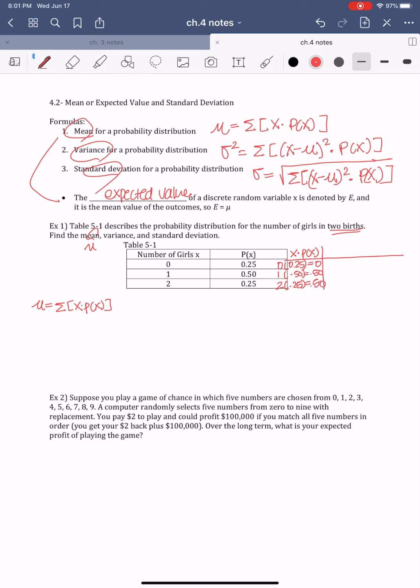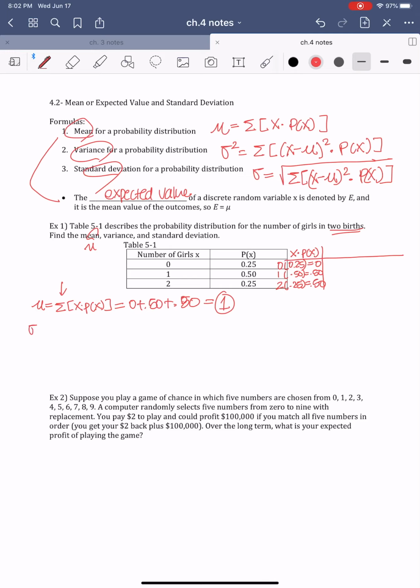What are we going to do with all three numbers? There's the sigma, summing up x times p of x. So I'm going to sum this column. 0 plus 0.50 plus 0.50 will be equal to 1 whole. And this is how you interpret it. So on average, if you're given 2 births, the number of girls will be 1. Okay.